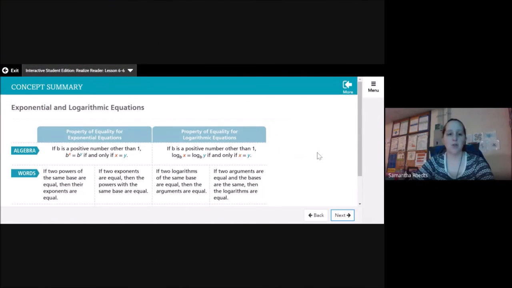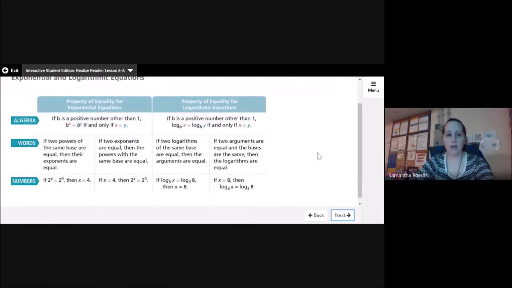Concept summary, exponential and logarithmic functions. So we have the property of equality for exponential equations. If b is a positive number other than 1, b to the x equals b to the y if and only if x equals y. So if two powers of the same base are equal, then their exponents are also equal. And if two exponents are equal, then the powers with the same base are equal. So if 2 to the x equals 2 to the 4, then x has to equal 4. If x equals 4, then 2 to the x equals 2 to the 4th power.